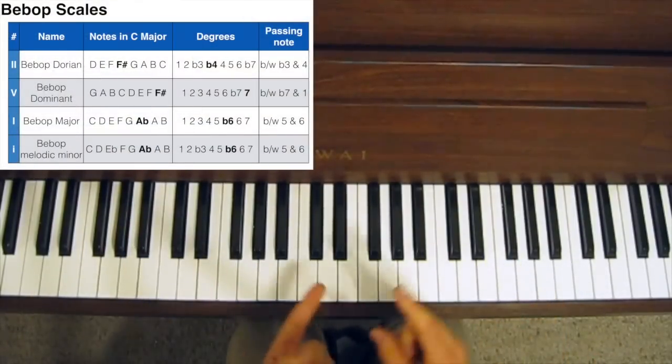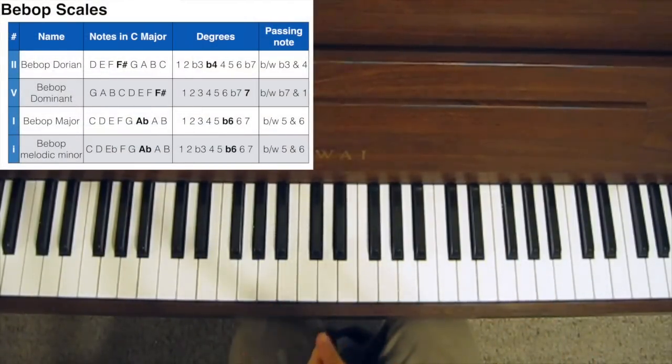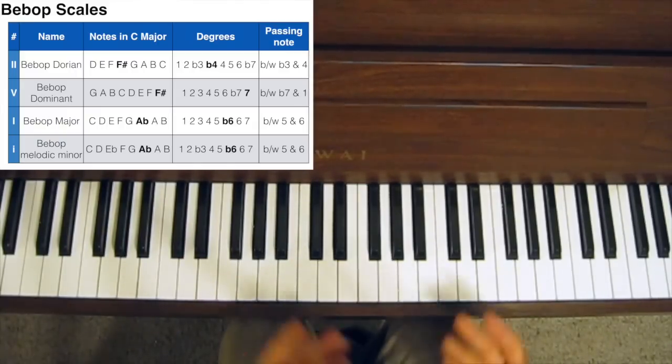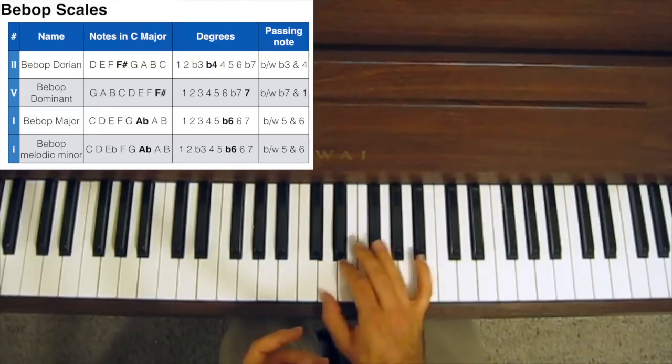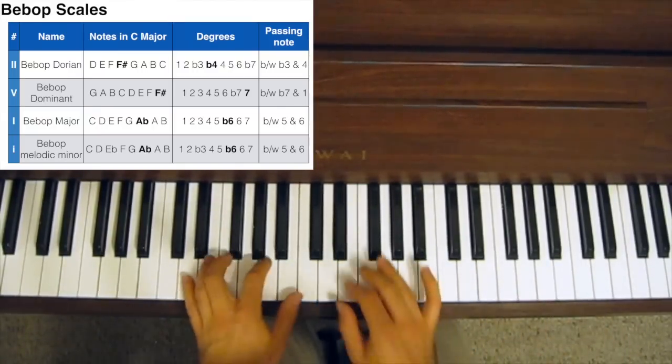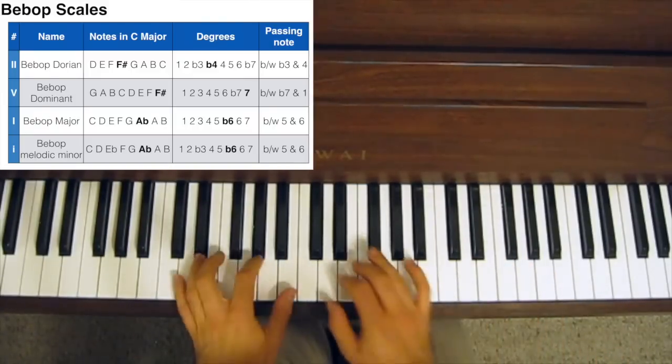And so those 3 scales, the bebop dorian, bebop dominant and bebop major, you can use over a 2-5-1 when you're improvising, and it works especially well if you're doing stepwise improvisation, or going up and down 1 step at a time. So then your improvisation can sound something like this.